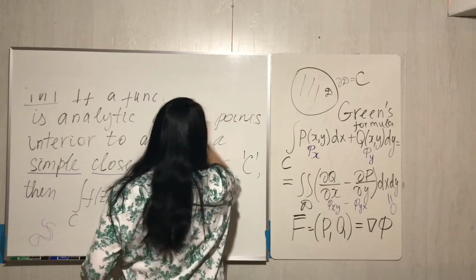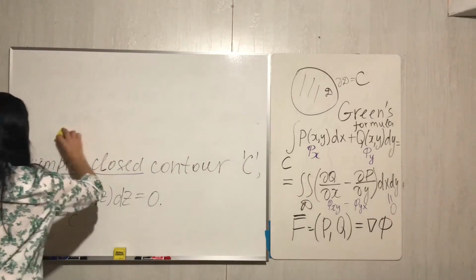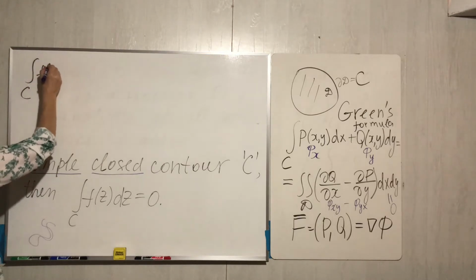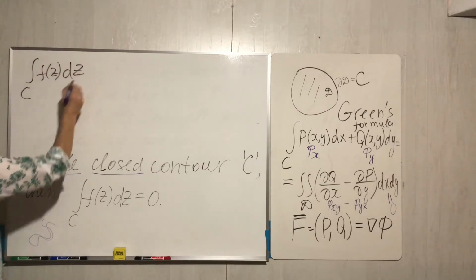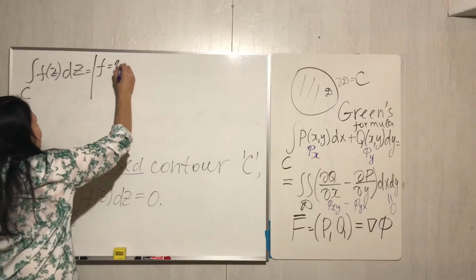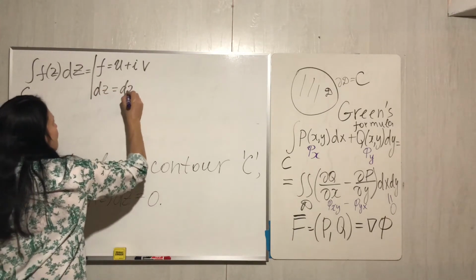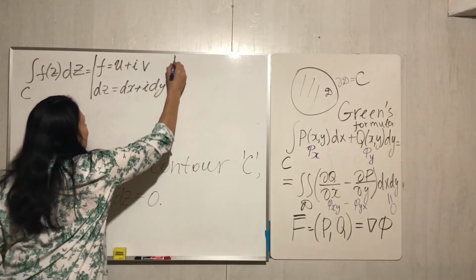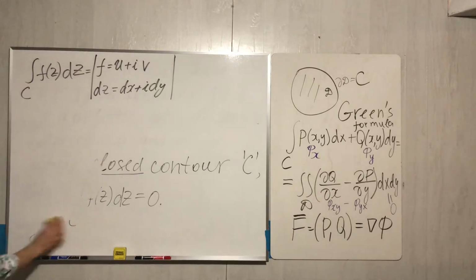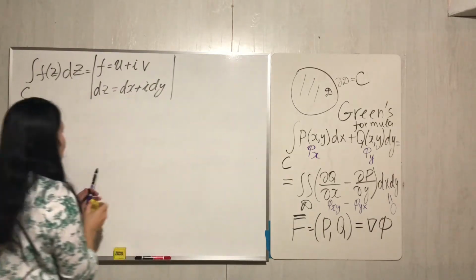And just let's apply Cauchy-Goursat theorem. So we can rewrite integral of our function f of z dz if we say that real part is u and imaginary part is v, and for dz we have dx plus i dy, then we can rewrite our integral as two real valued line integrals.